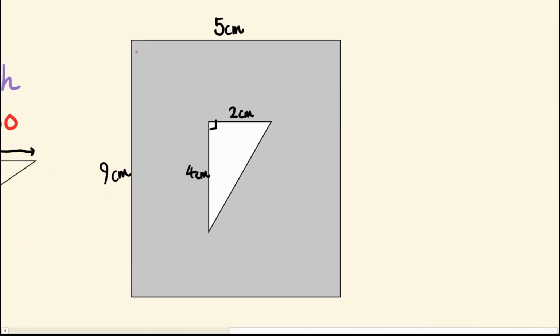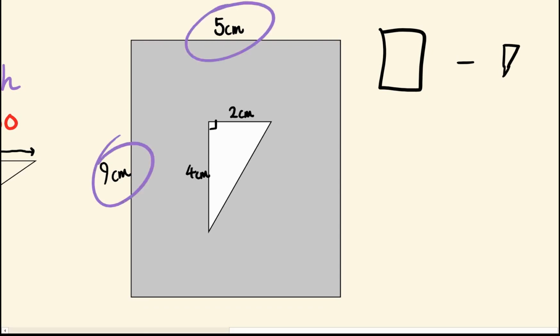Here you can see I've got this big rectangle and I've got a triangle cut out of it. Because this piece has been cut out, we need to take away its area. So we're going to do the big rectangle and we're then going to minus out the little triangle. So let's work out the area for both. The area for the big rectangle is going to be base times height. So we're going to want to do 5 times 9. Working that out, that gives you 45.